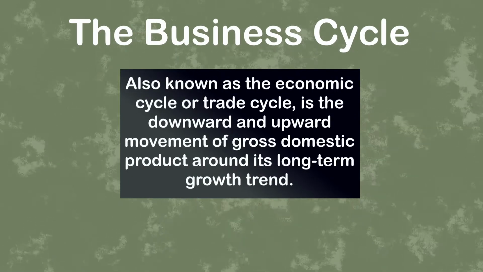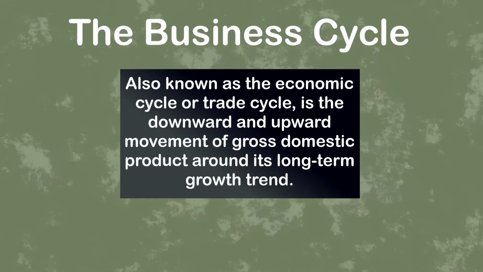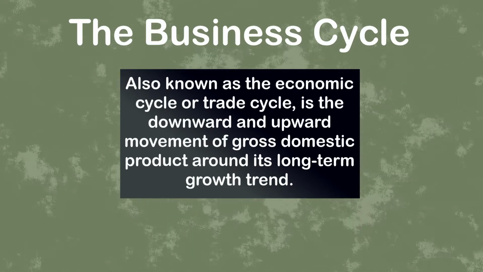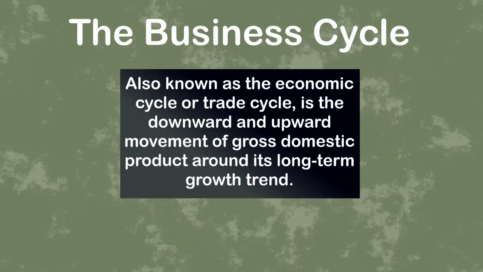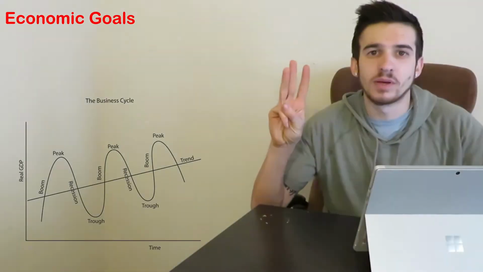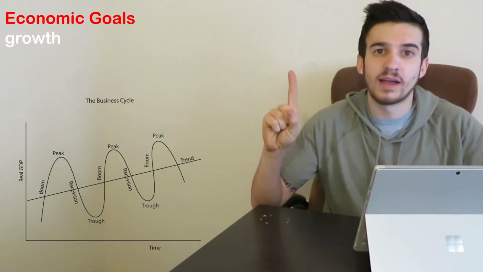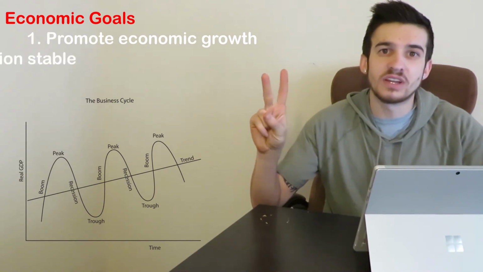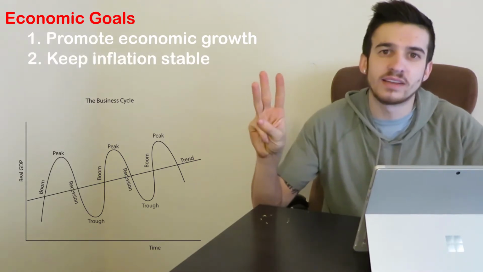The business cycle is going to be a cycle of economic expansion and contraction. Economic growth is not going to be permanent. It can change from day to day and year to year. Every single economy in the world has three economic goals. 1, to promote long-term economic growth. 2, to keep inflation at a stable level. And 3, to prevent excessive unemployment.